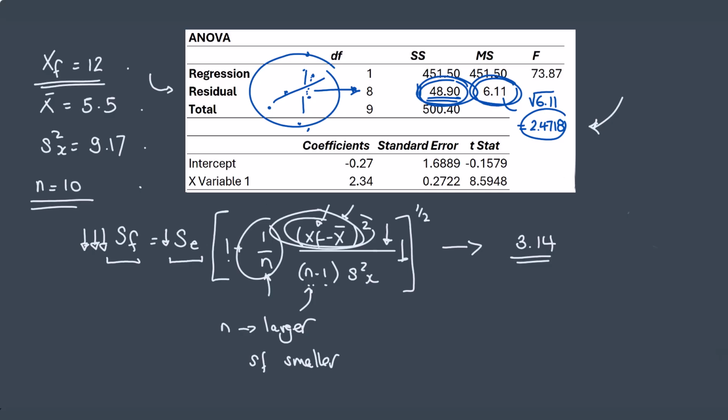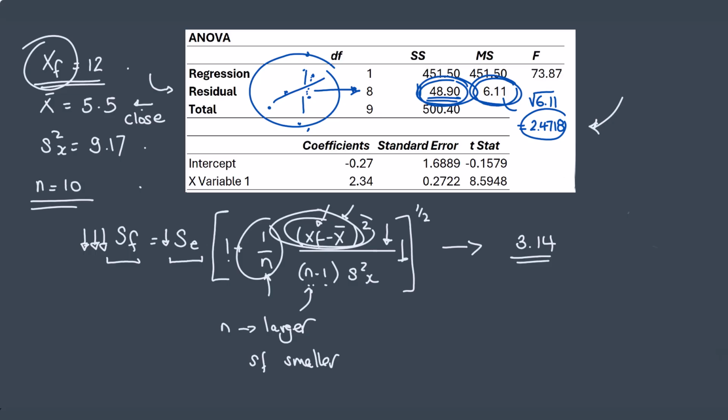How do I get this term to be small? Well, I want a value of X that is close to the mean. The closer my prediction value, that's the right term, the independent variable I'm using to predict, the closer it is to its mean, the smaller the standard error of the forecast. That makes sense because you're in the middle of the data. As you move out to the extremes of the data, you're doing more extrapolation. The model is more confident towards the middle.